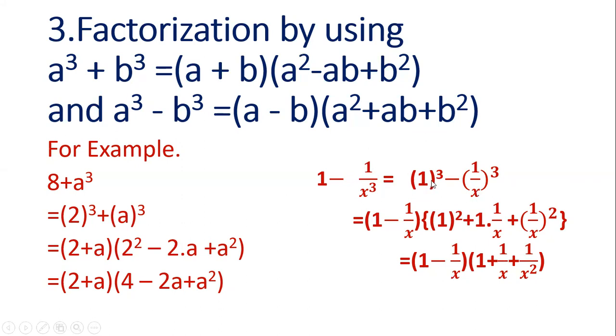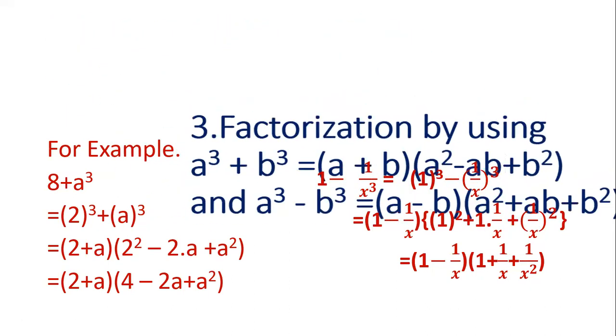So a cube minus b cube. Here a is 1 and b is 1 upon x. So you will write a minus b, a square plus ab plus b square. So square of 1 will come 1 only. 1 times 1 will give 1 only. And again, square of 1 will come 1 and square of x will come x square. In this way, we will factorize if this kind of expression comes.